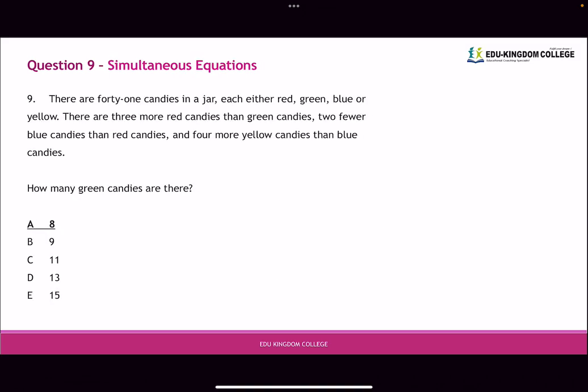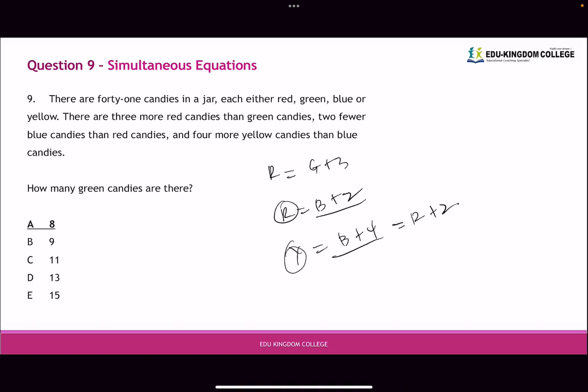Now, question 9. There are 41 candies in a jar. Each is either red, green, blue, or yellow. There are 3 more red candies than green, so R equals G plus 3. There are 2 fewer blue candies than red candies, so R equals B plus 2. And 4 more yellow candies than blue candies, so B plus 4. So if red is B plus 2 and yellow is B plus 4, then there must be 2 more yellow than red. So this is just going to be R plus 2.